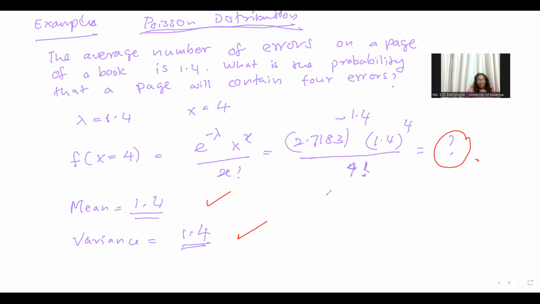So look at it. E is a mathematical constant, that is 2.718. Okay, right.